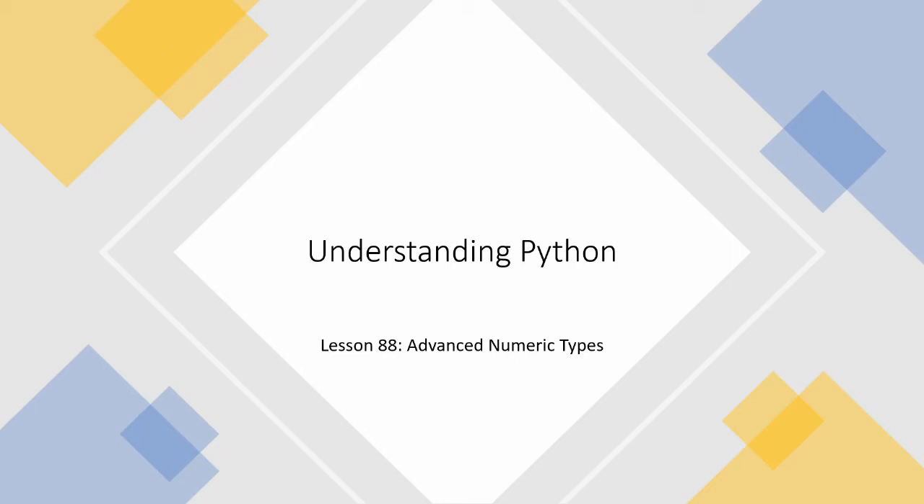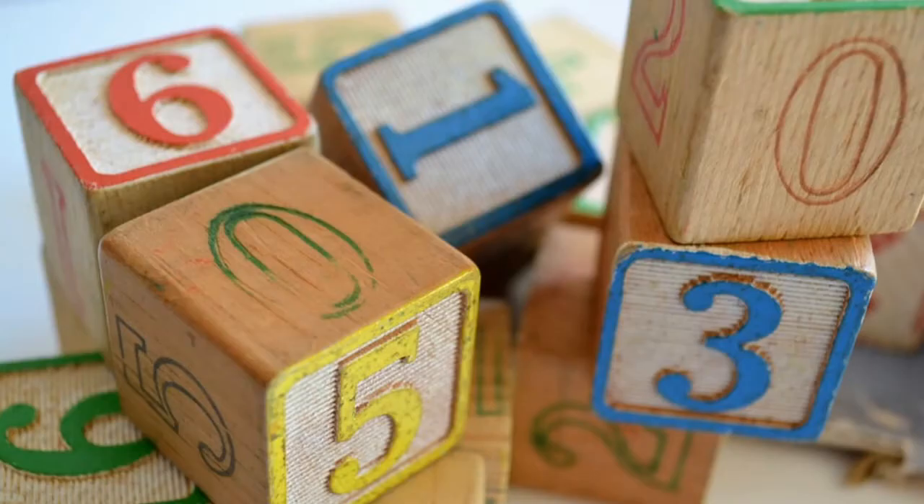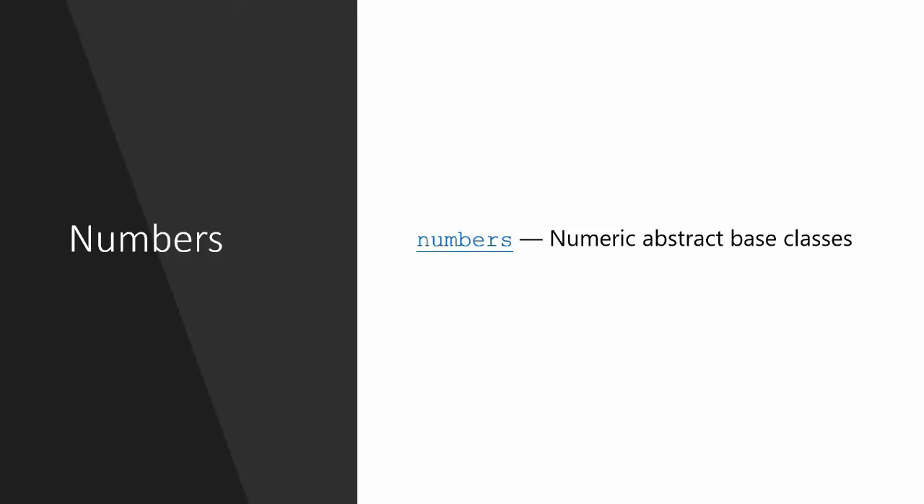Welcome back. Today we're going to be looking at advanced numeric types in Python. So of course, we've used numbers before in Python, including the integers, but it turns out that all these numbers are a derivative of numbers, which is this abstract base class. So you can't actually have a number, but you can have subclasses of your number.